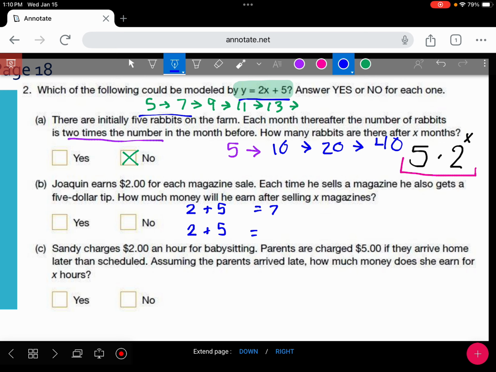But here we're adding to that 7, the 2 and another 5. So we'd be adding this to that. So it would wind up at 14. If he got another magazine and another $5 tip, he'd get another $7. So then he'd be at 21. So does this match 2x plus 5?